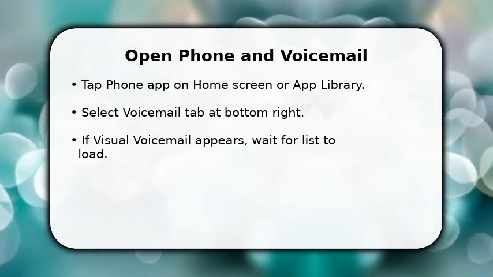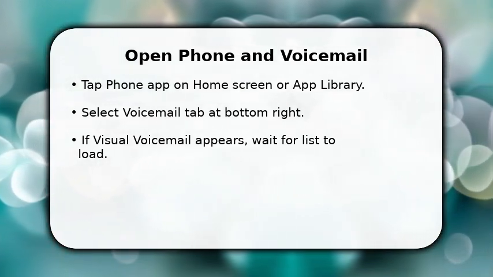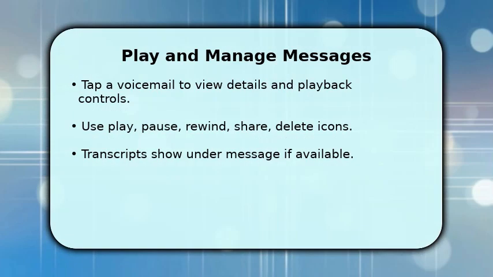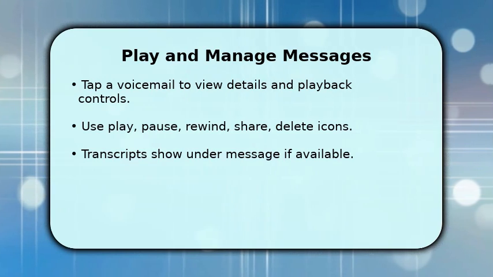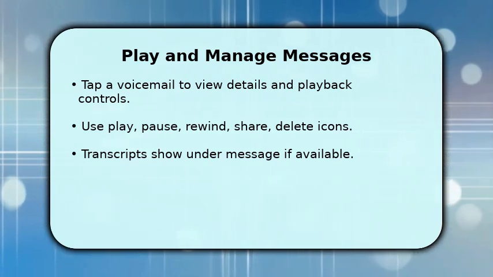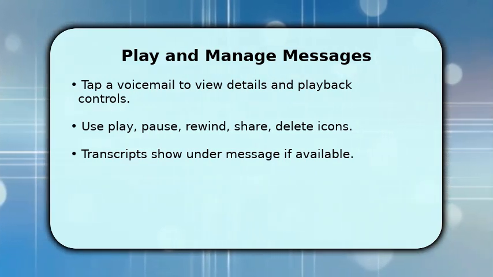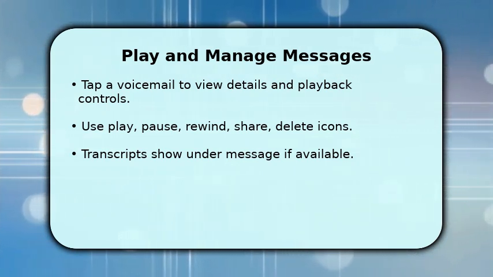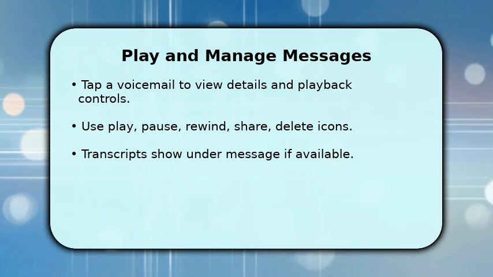Make sure your network or cellular connection is active so the list can download properly before you tap any message. Tap a voicemail entry to reveal playback controls and details like caller, time, and duration. Press play to listen, pause to stop, and drag the scrubber to rewind or skip. Use the three-dot more menu to save, share, or delete.